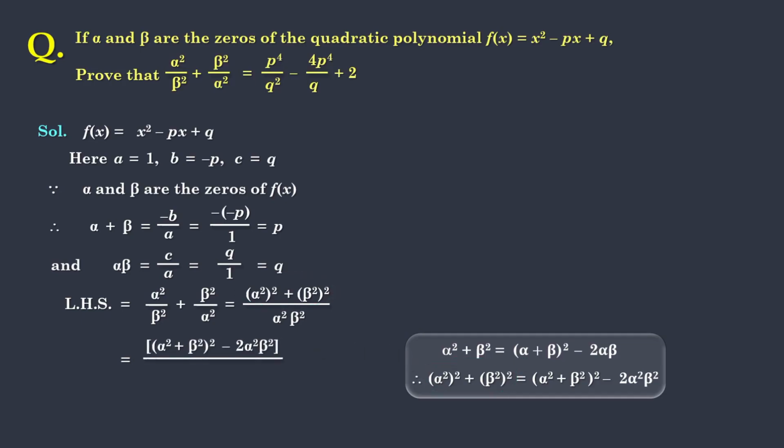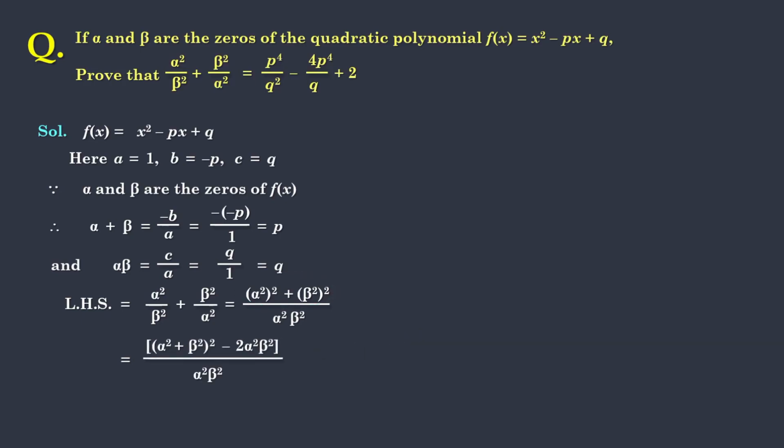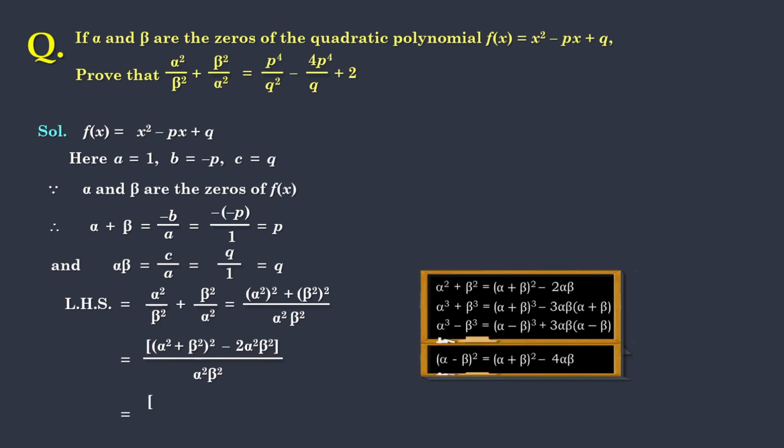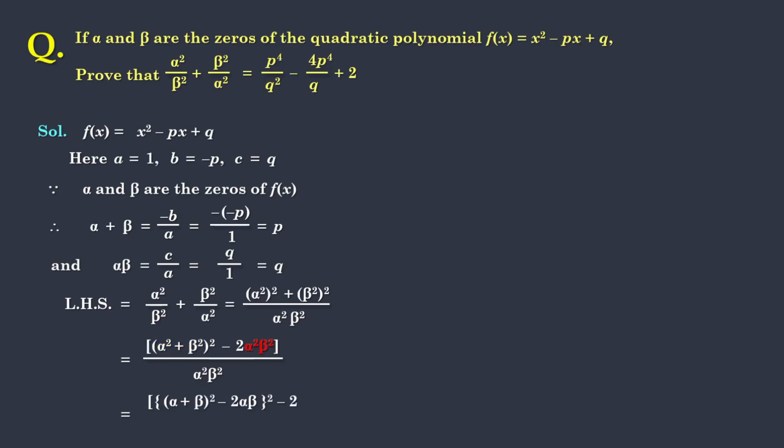Now we simplify the numerator. Alpha raised to the power 4 plus beta raised to the power 4 can be written as the square of alpha squared plus beta squared minus 2 times alpha squared beta squared. Next, we use the identity that alpha squared plus beta squared is equal to the square of the sum of alpha and beta minus 2 times the product of alpha and beta.